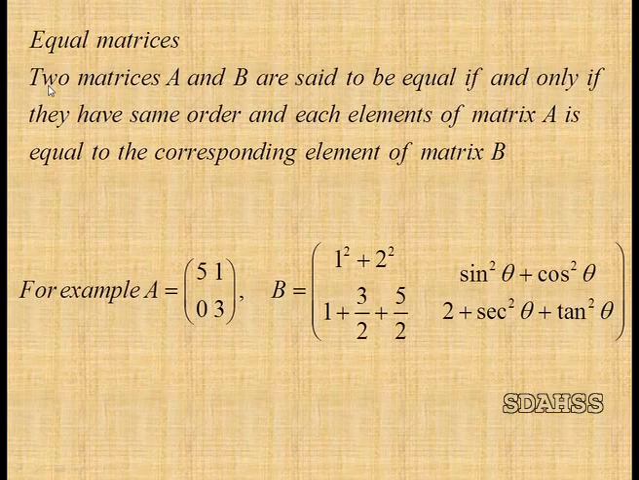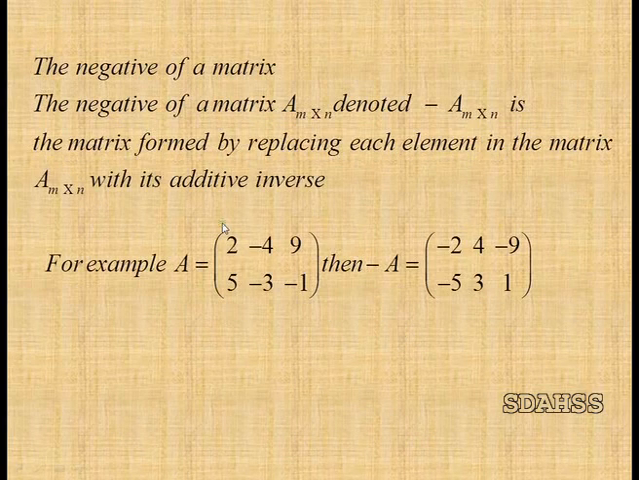Equal matrices: two matrices A and B are said to be equal if and only if they have the same order and each element of matrix A is equal to the corresponding element of matrix B. For example, in this matrix its order is 2 cross 2, and here also 2 cross 2. So we call them equal matrices.